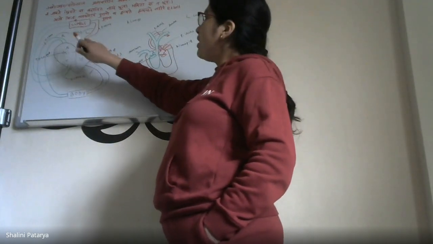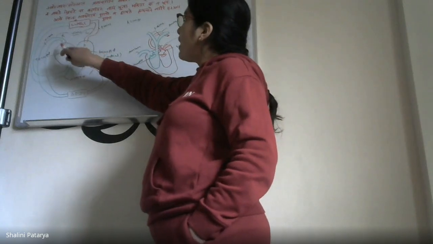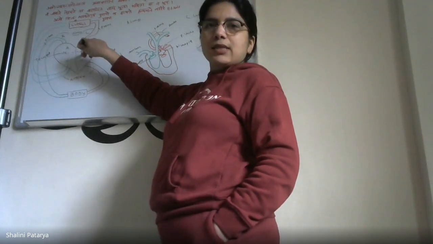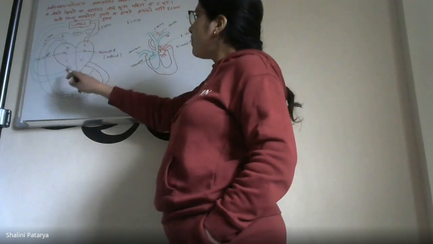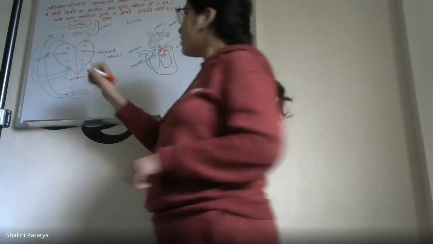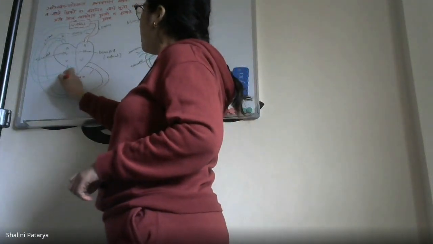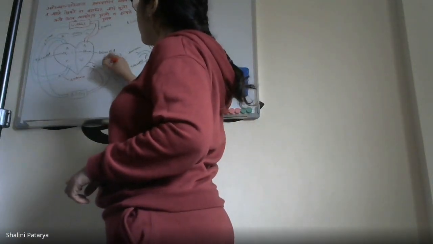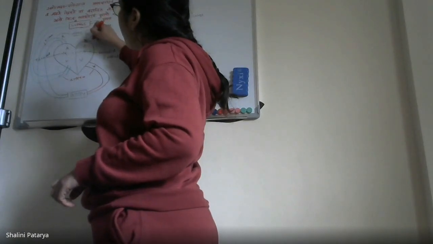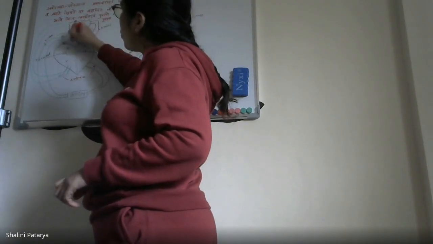So what did I tell you? Whenever the blood is coming inside the heart, that will be your veins. If the blood is going outside, this will be your arteries. So here, in both the places the blood is going outside. And here, the blood is going in. See here, the blood is going in.